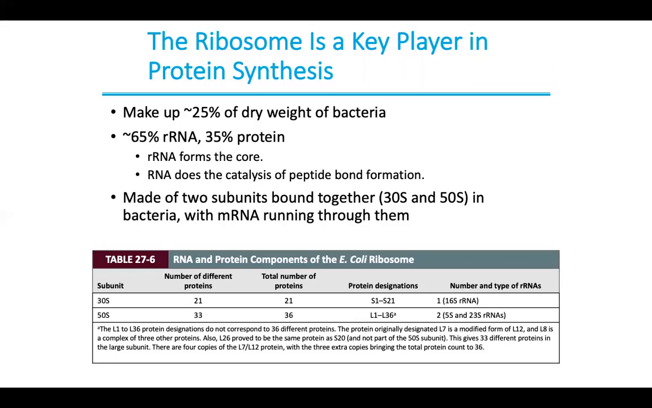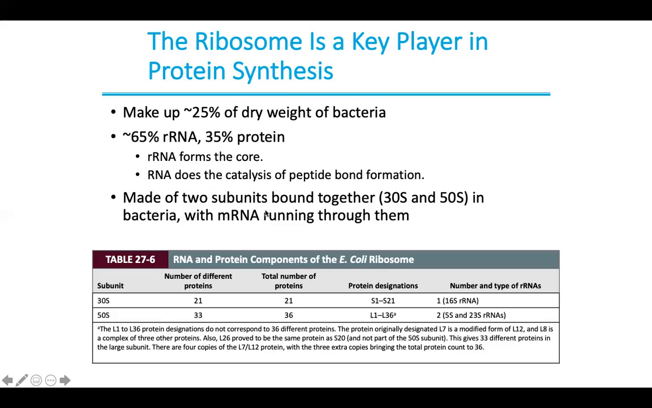And 25% of the dry weight of bacteria is actually ribosomes. 65% of the ribosome is made up of ribosomal RNA. So ribosomal RNA is the major composition of the ribosome, not protein. It's only 35% protein. RNA does the catalysis of the peptide bond formation. It's actually not the protein. That is why it's also called the ribozyme.